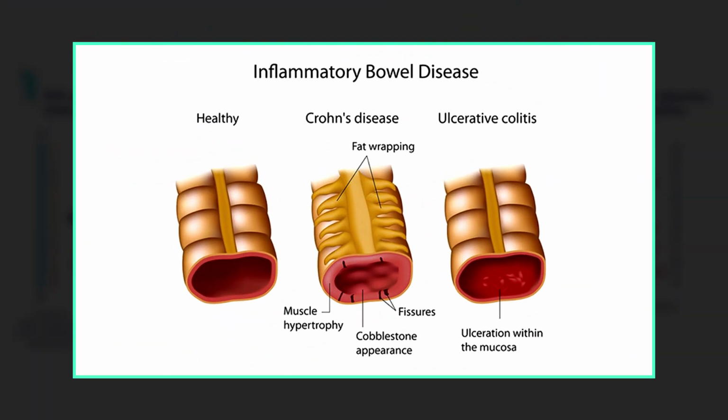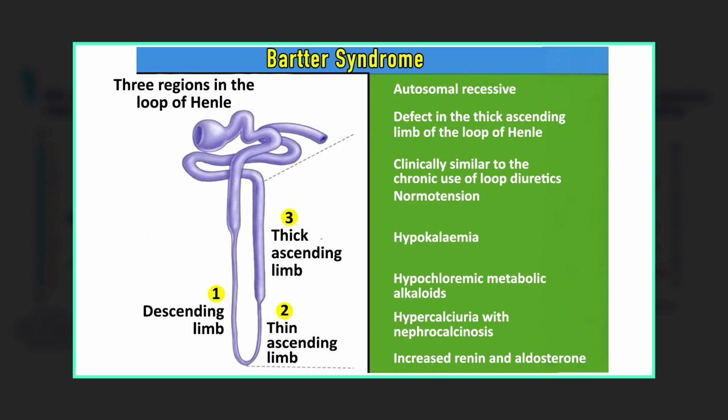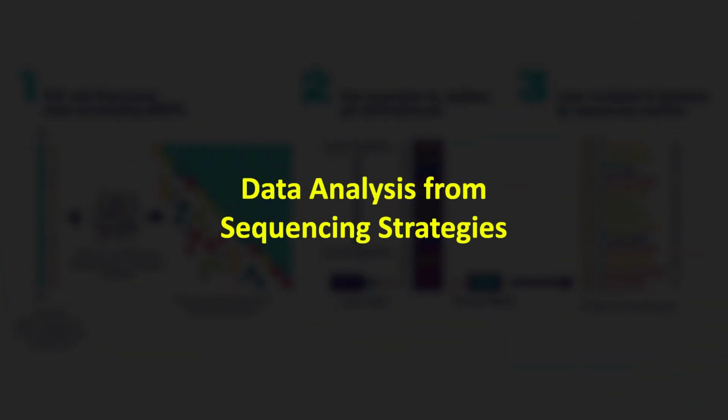The first time this strategy was performed successfully in the clinic was in the treatment of an infant with inflammatory bowel disease. Researchers have used exome sequencing to identify the underlying mutation for a patient with Bartter syndrome and congenital chloride diarrhea. Another one is data analysis from sequencing strategies.